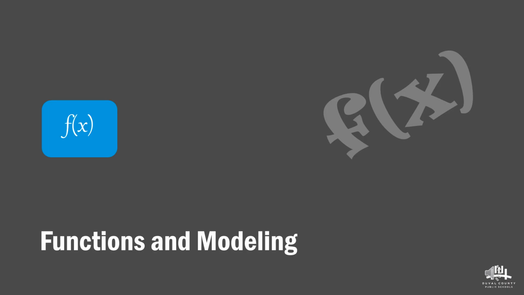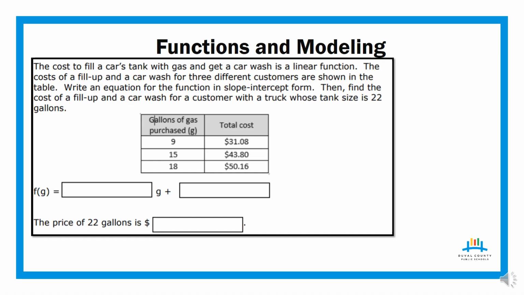Our next set of problems will come from the functions and modeling category. Functions and modeling standards make up 40% of the FSA. So we're going to start off with the linear function. The cost to fill a car's tank with gas and get a car wash is a linear function. The costs of a fill-up and a car wash for 3 different customers are shown in the table. Write an equation for the function in slope-intercept form, then find the cost of a fill-up and a car wash for a customer with a truck whose tank size is 22 gallons.